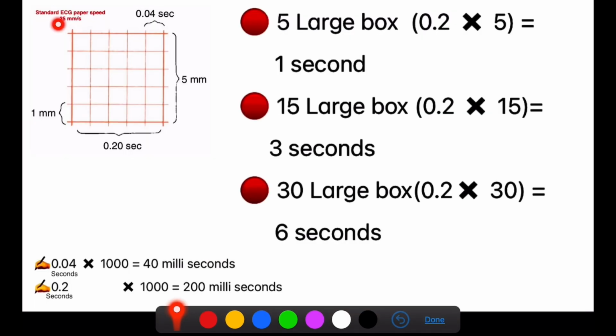At standard ECG paper speed of 25 mm per second, according to the formula given in the previous slide, the duration of one small box is equal to 0.04 seconds and duration of one large box is equal to 0.20 seconds. Similarly, duration of 5 large boxes is equal to 1 second, duration of 15 large boxes is equal to 3 seconds, and duration of 30 large boxes is equal to 6 seconds. And that's how you can convert seconds into milliseconds by multiplying with 1000. So 0.04 second is equal to 40 milliseconds and 0.20 seconds is equal to 200 milliseconds.